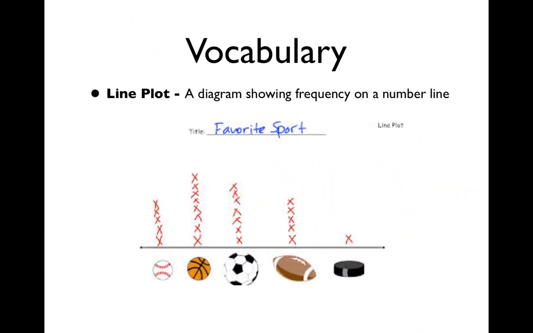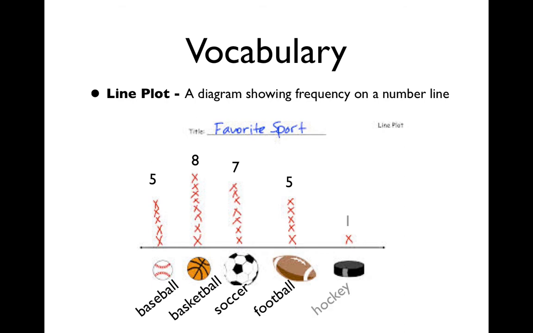All right, let's take a look at this. You guys have seen this many times. It's called a line plot. It's a diagram that shows frequency on a number line. So how many people like baseball as their favorite sport? 5. How many basketball? 8. Soccer? 7. Football? 5. And hockey? 1. I could then take this data and I could put it into a line chart.